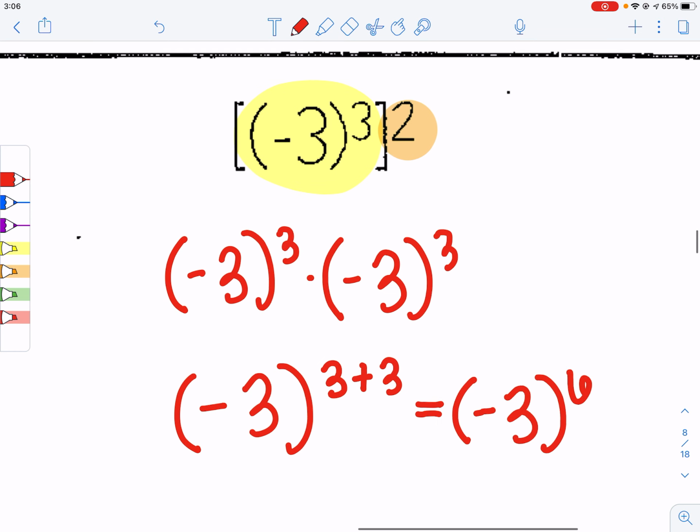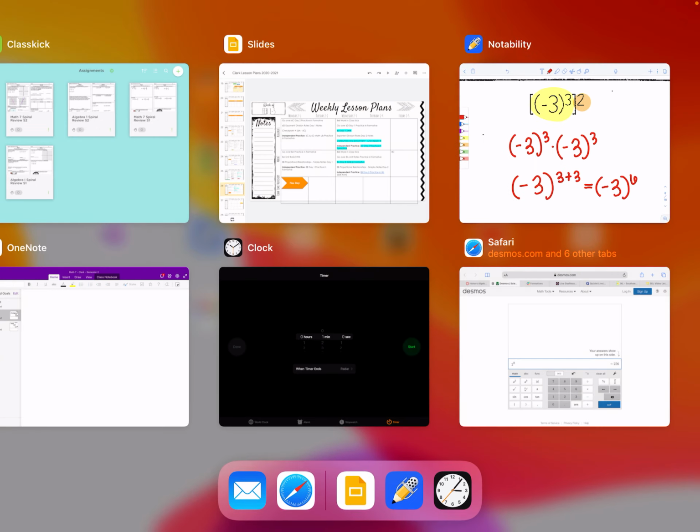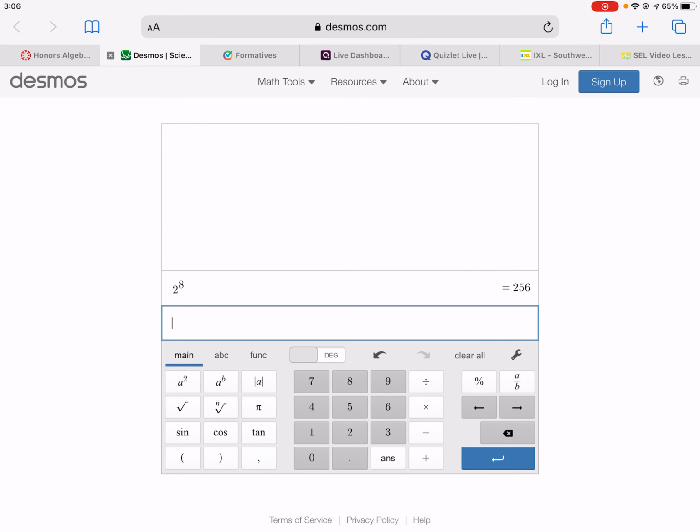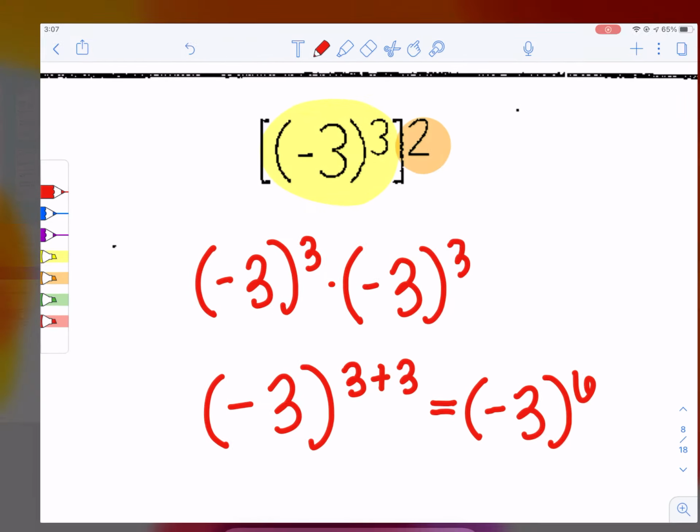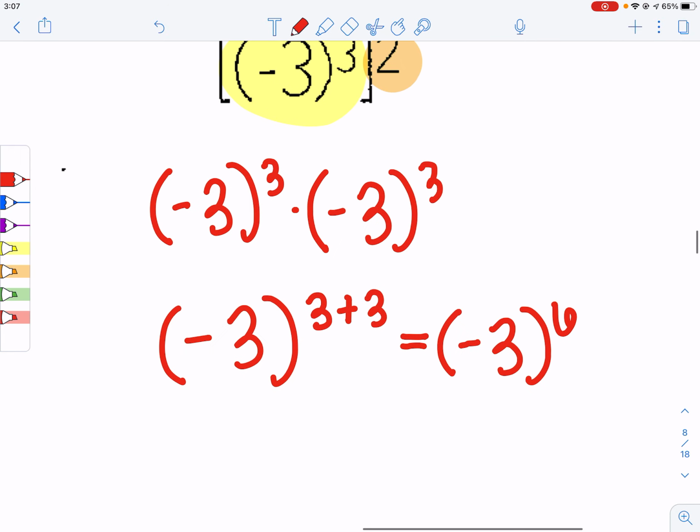And then again, let's go back to our Desmos Scientific Calculator. When you type in -3 to the 6th, please keep negatives in parentheses, and to do a negative, just click the minus sign, and that's a negative. So there's my -3, click the A to the exponent of B button, and then put your 6. So -3 to the 6th gives you a positive 729. Again, please make sure that -3 is in parentheses. So I got 729 for this answer.